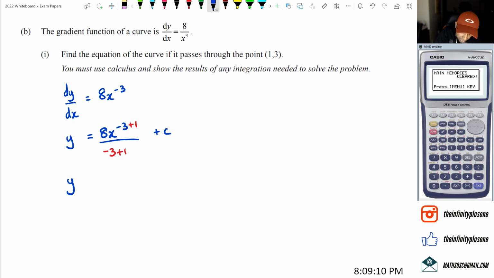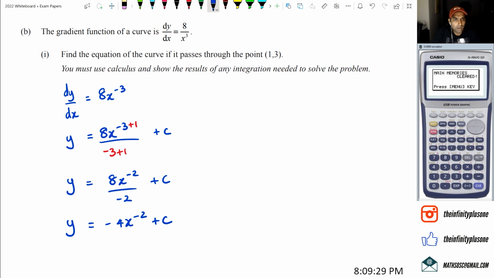So what I've got here is y is equal to 8x to the power of -2 divided by -2 plus c. So what I generally have is y is equal to -4x to the power of -2 plus c.